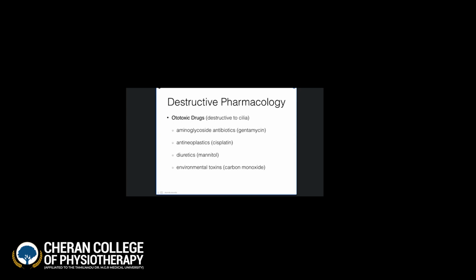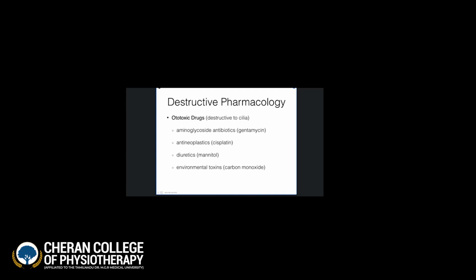What are the medications? Ototoxic drugs, aminoglycosides, antineoplastics, cisplatin, diuretics, mannitol, environmental toxins, carbon monoxide. These are the medicines, even gentamicin, cisplatin, or mannitol. Whenever you see gentamicin patients, like on antibiotics, after taking the medicines they feel dizzy. This is because there is destruction in the cilia, so the brain is not able to control. This medication has a complication of destruction of cilia. Okay.